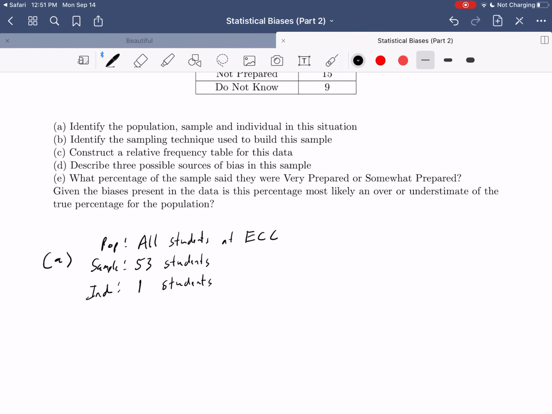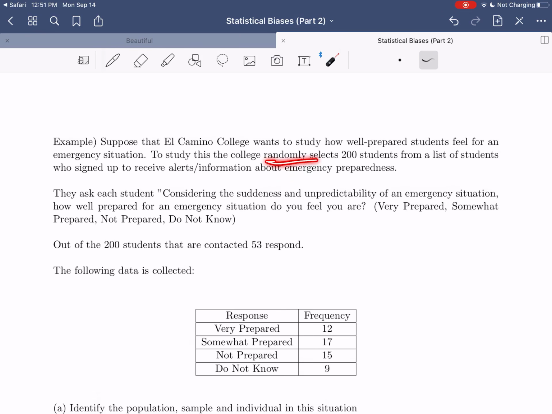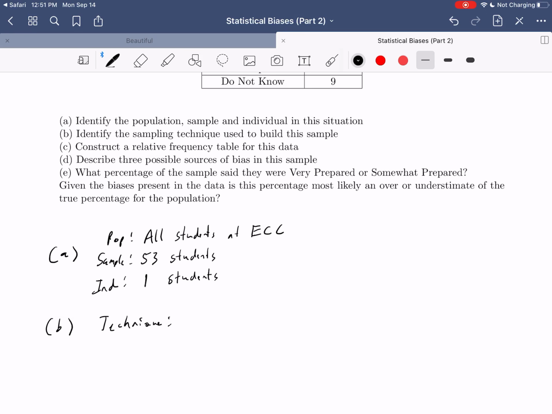Okay, let's go ahead and talk about the sampling technique. If we go back up here, we can see that they randomly selected 200 students, right? Now, they did happen to be students who signed up to receive alerts or information, but all we know is that they randomly selected these 200 students. Notice that they selected each student, so it's not going to be like a cluster sample, and they didn't do any sort of pre-division. They didn't say we're going to select some students from this list and some students that were not on this list. They just selected 200 people from this list. So that means the technique here would be an SRS, a simple random sample.